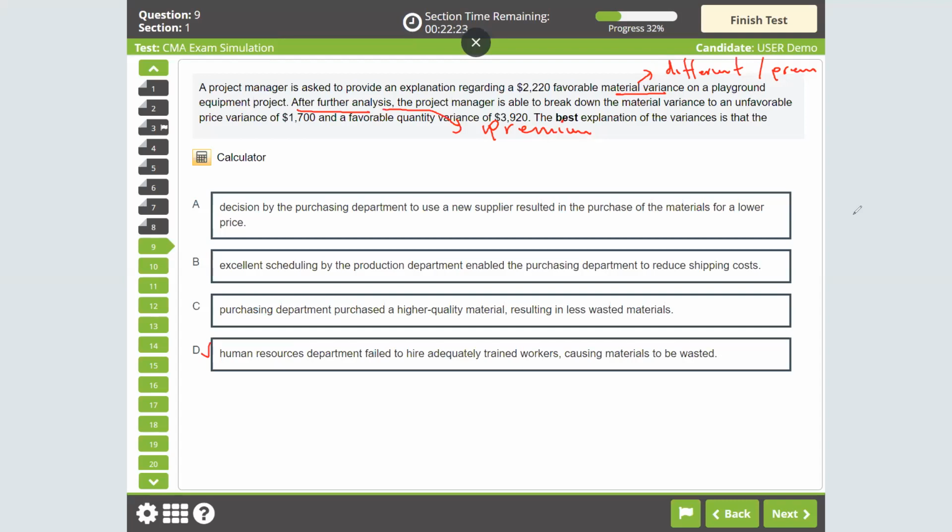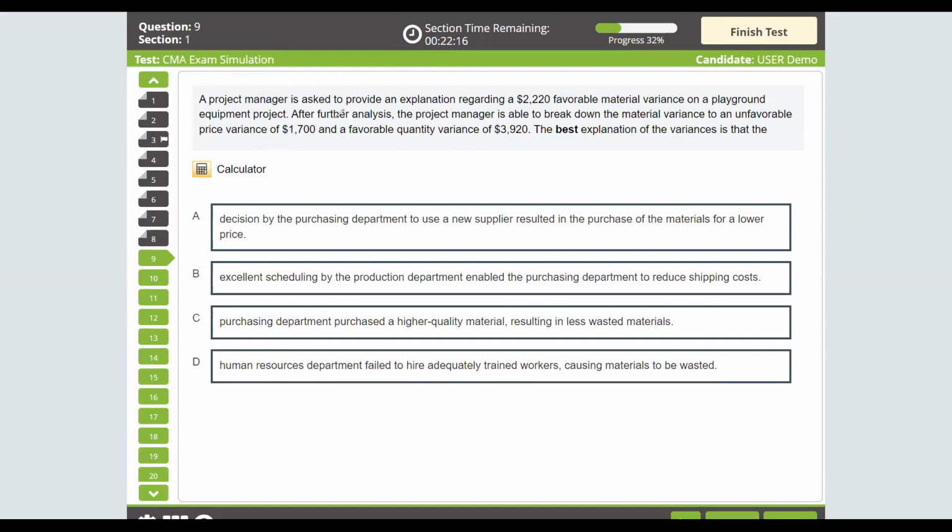So we have here, let's see. All right, let's read it. A project manager is asked to provide an explanation regarding a 2,220 favorable material variance on playground equipment. After further analysis, the project manager is able to break down the material variance to an unfavorable price variance and a favorable quantity variance. So the price is unfavorable and quantity is favorable.